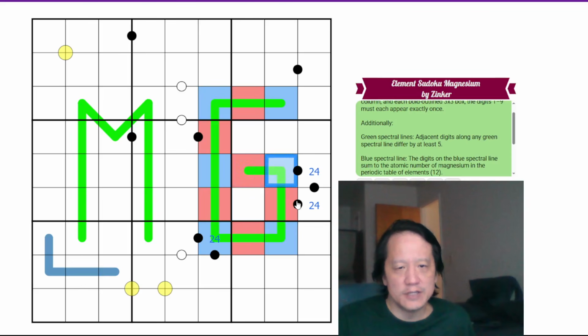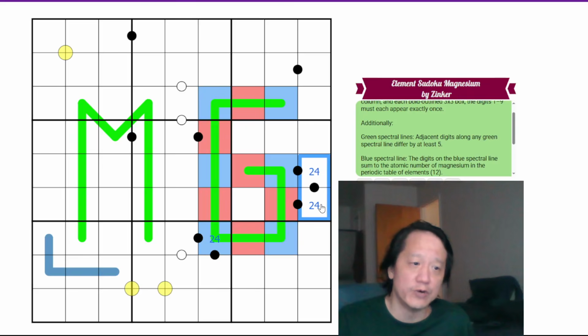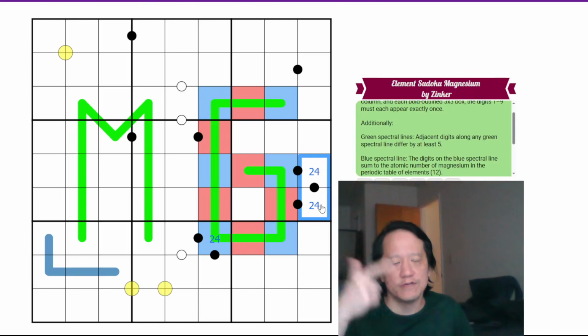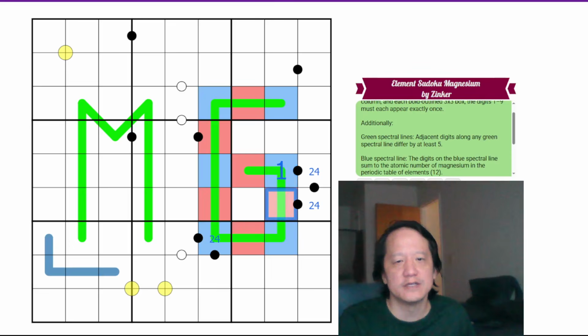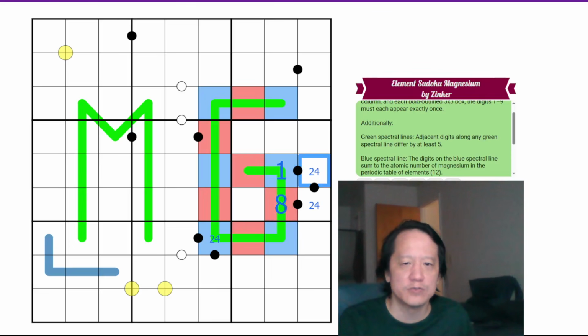So this is now a low digit. The only two digits that can be next to 2 and 4 besides 2 and 4 are 1 and 8, right? 2 can be next to 1 and 4 as a pair, and 4 can be next to 2 and 8 in a 1 and 2 ratio. Well, since this is high and this is low, this has to be 1, and this has to be 8. 1 is in a 1 to 2 ratio with 2, which is in a 1 to 2 ratio with 4. That makes that 8 there.